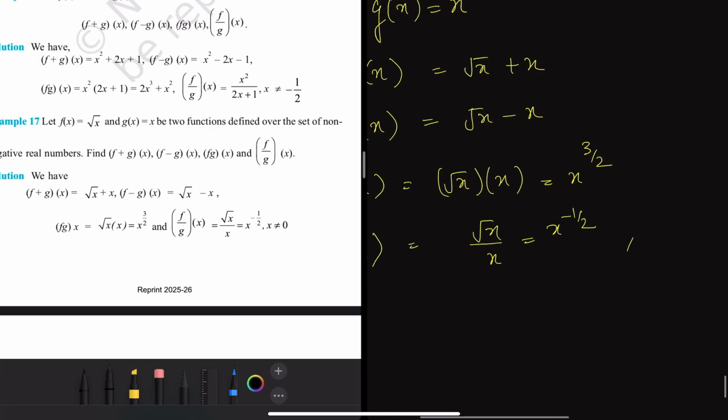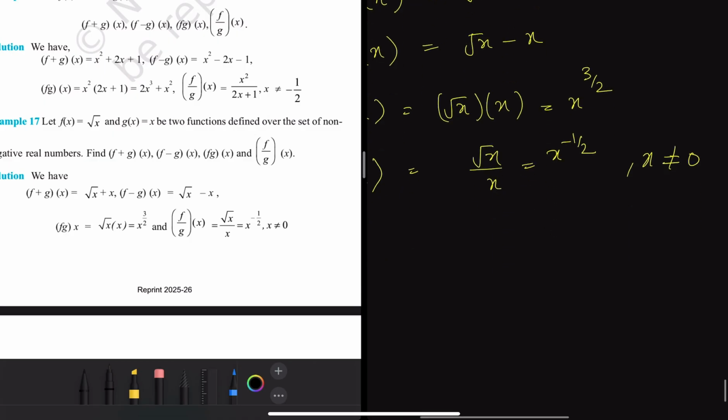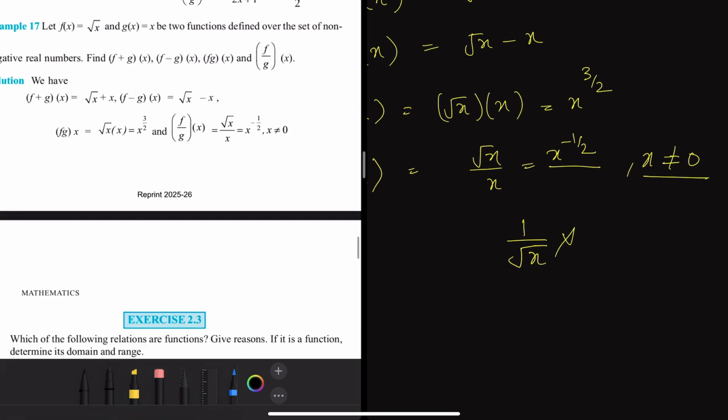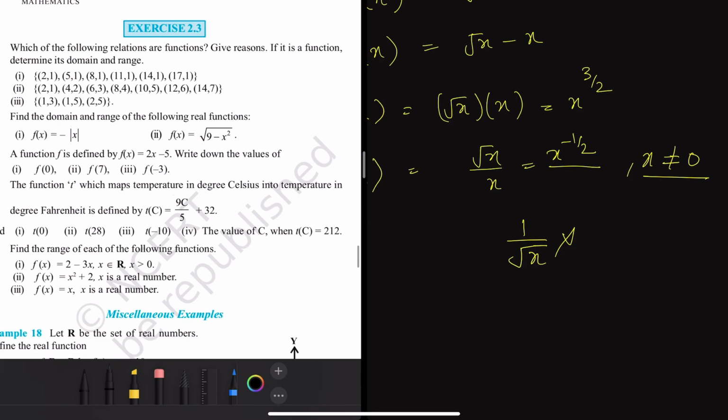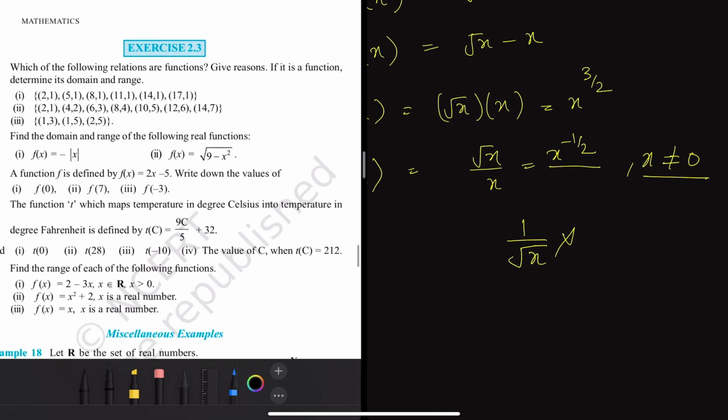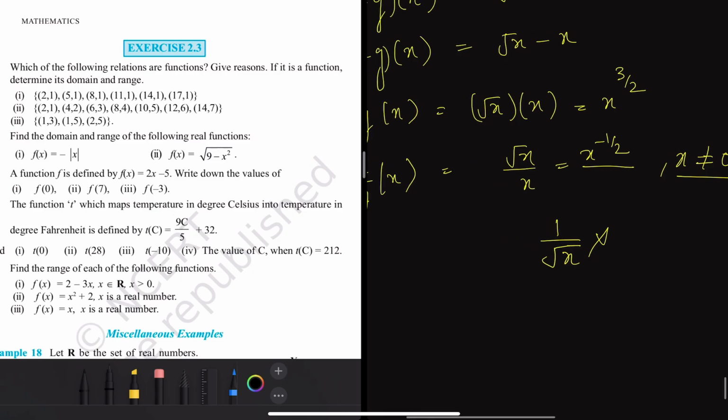Now again x should not be equal to 0. Why? Because even though we have shown it as a power, essentially it is nothing but this. If x is equal to 0, this will not be defined. So we have to specify that. Moving on, we'll solve the questions in upcoming videos, and then we will get a better idea of all the different types of functions, how we can easily plot them, and so on.